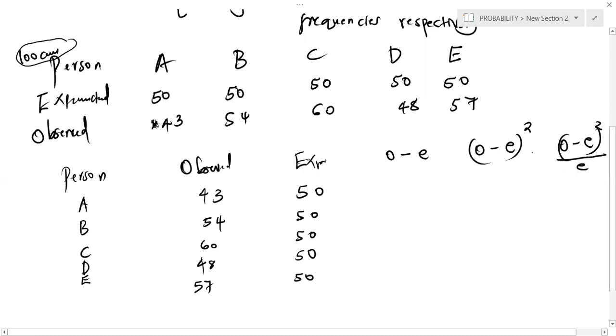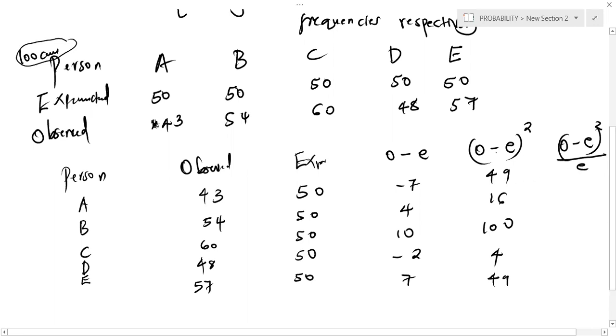So what is observed minus expected? There's nothing hard here, guys. We are just going straight ahead into subtracting. So 43 minus 50 will give us minus 7. This will give us 4. This will give us 10. This will give us minus 2. This will give us 7. And then we square. So squaring this, we have 49. This will give us 16. This will give us 100. This will give us 4. And this will give us 49. Then dividing by the expected value.